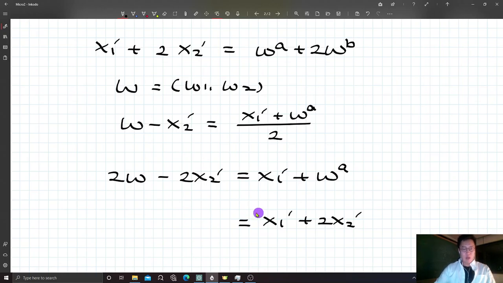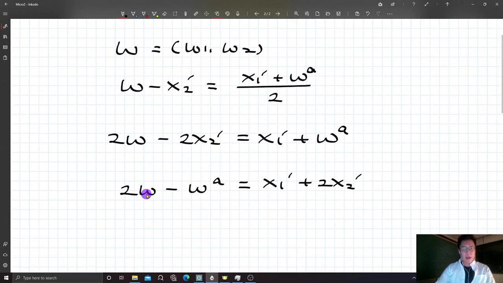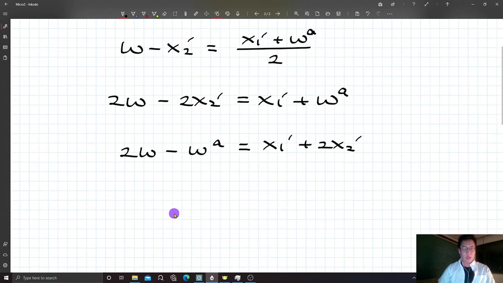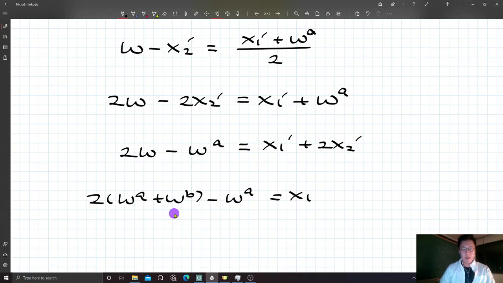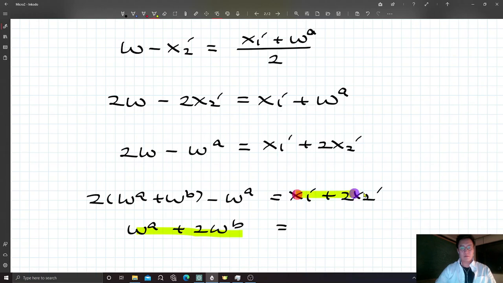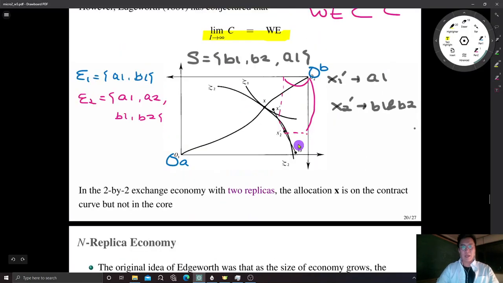So now we collect omega terms on the left side. Then we have 2 omega minus omega A. But omega is the total endowment of each type, so we can rewrite this as omega A plus omega B, minus omega A. So we have 1 omega A plus 2 omega B. That means aggregate demand under allocation X prime is the same as total endowment inside the coalition. So allocation X prime is feasible in that coalition.